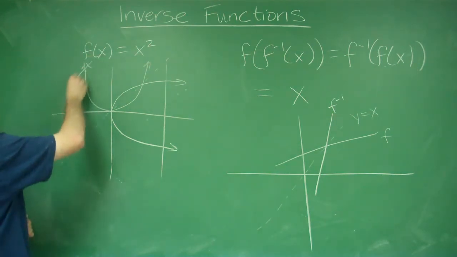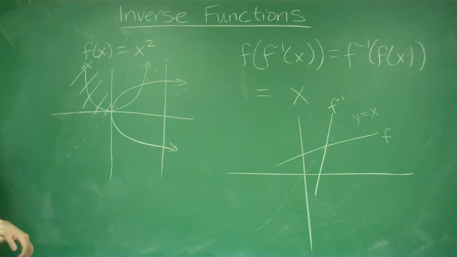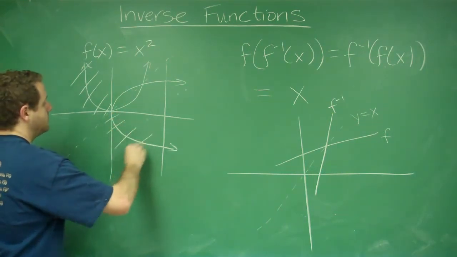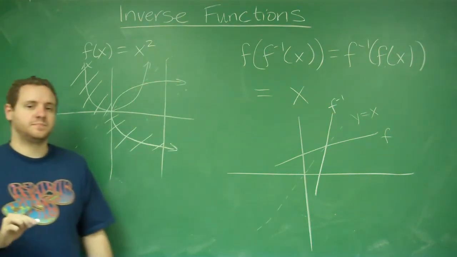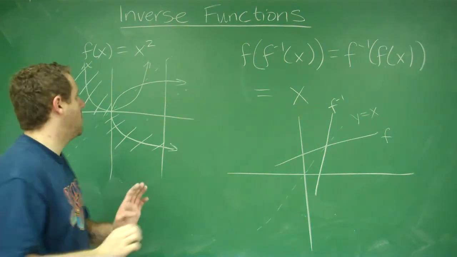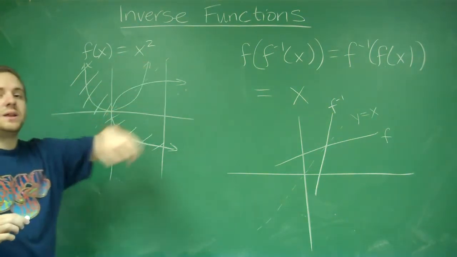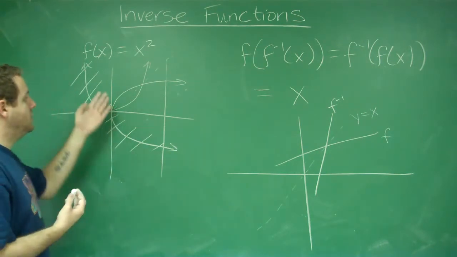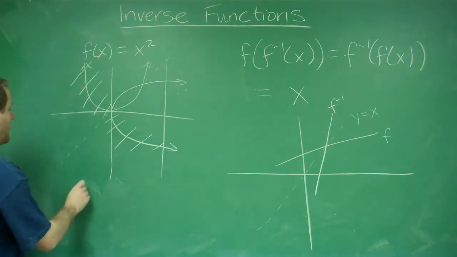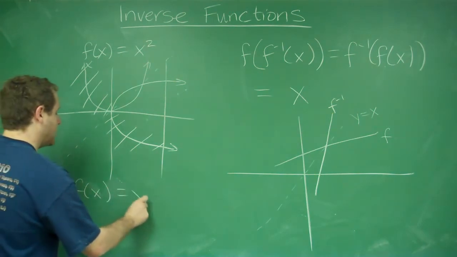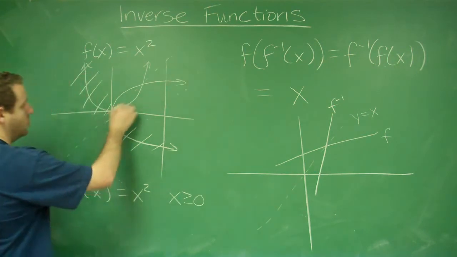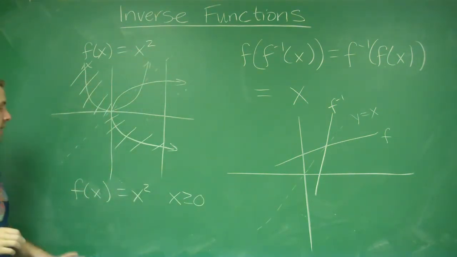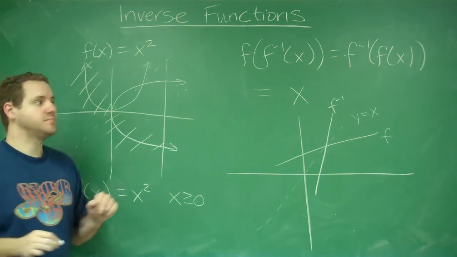However, if we were to just cut off the left side of that parabola, on our inverse that would cut off this bottom part, and now it would have an inverse, and it's just the top of that. So if you restrict your domain for a function that doesn't normally have an inverse, you can get an inverse. So if you had f of x equals x squared for only x greater than or equal to 0, meaning only the right part of your parabola, then this does have an inverse.